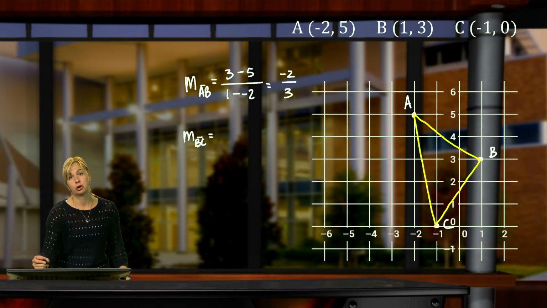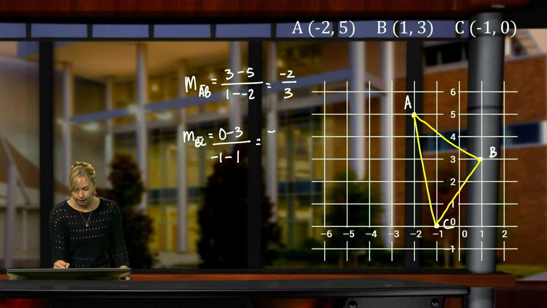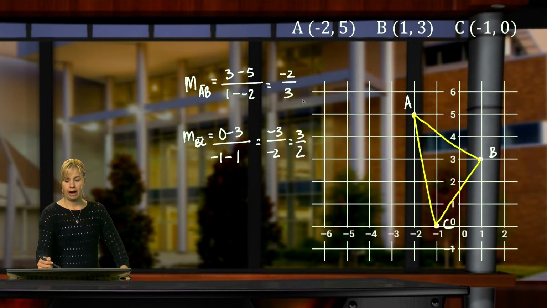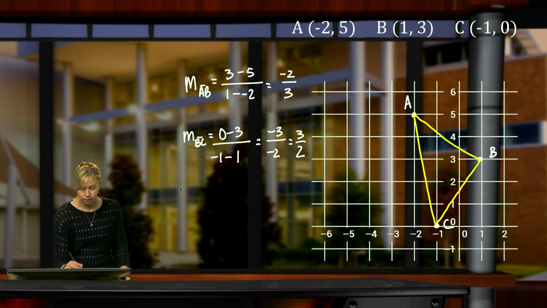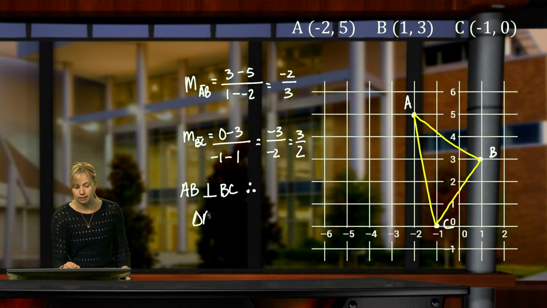So again, using my ordered pairs in the slope formula, y2 minus y1 over x2 minus x1. Negative 3 over negative 2, which simplifies to 3 over 2. And now we can see that these are, in fact, opposite reciprocals. So we can conclude that AB is perpendicular to BC, and therefore, that's what that symbol represents. Therefore, triangle ABC is a right triangle.